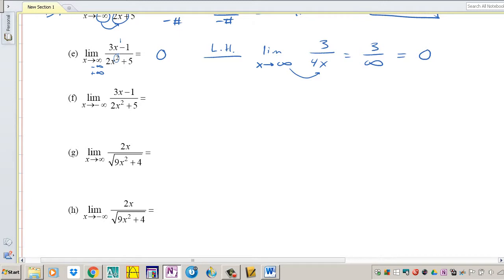Now let's go ahead and take a look at the same problem, but when we approach negative infinity. Okay, well, I just said that it doesn't matter where you're approaching from. All bottom heavy functions will approach 0 no matter what. They always approach 0.